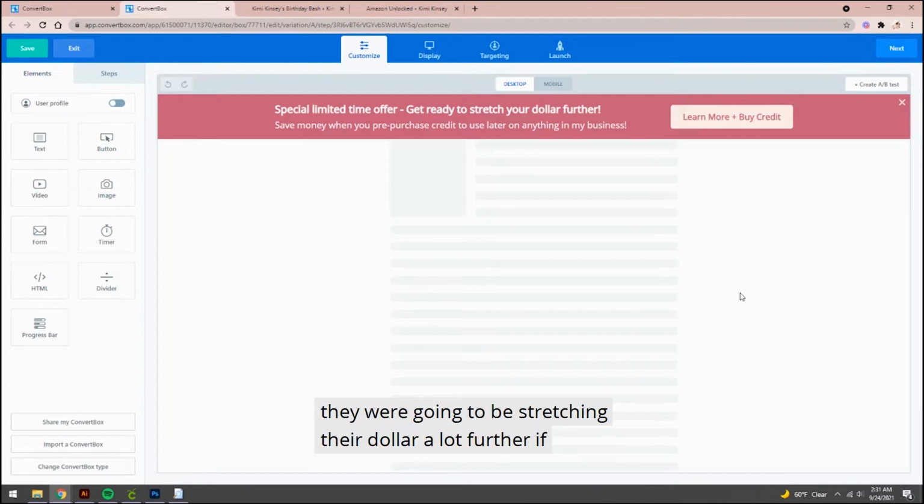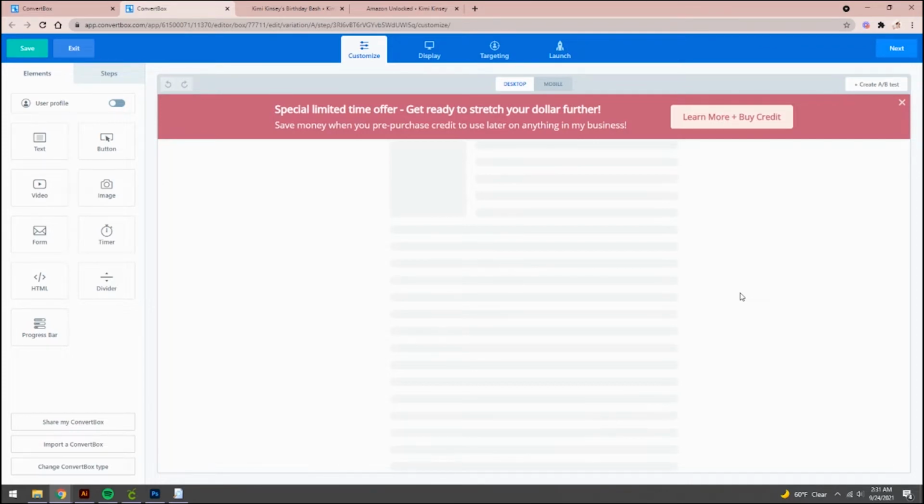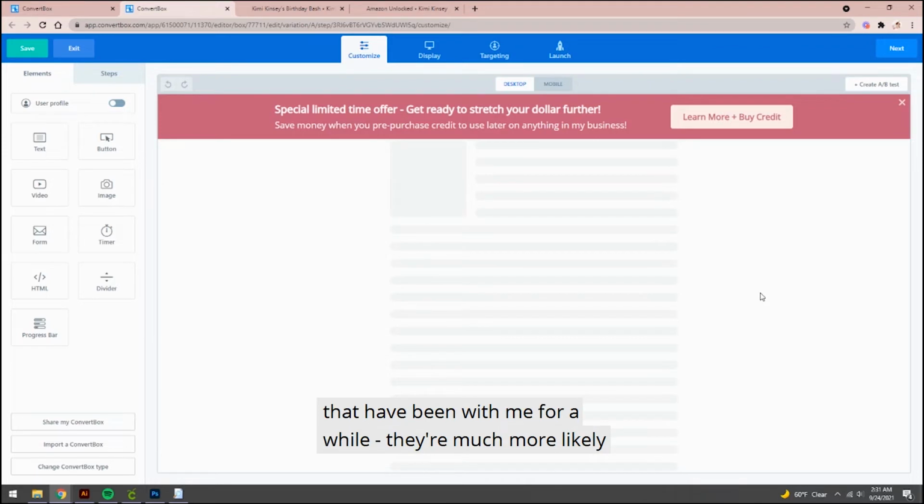Basically, they were going to be stretching their dollar a lot further if they invested in it before the birthday bash would happen. They're giving me a little bit of money and they're getting a lot out of it. I personally feel like my audience that I've already got that have been with me for a while are much more likely to invest in something like that. I don't expect Susan off the street to come in and be like, oh, cool, she's offering credit. I don't expect someone who doesn't really know me to buy it.